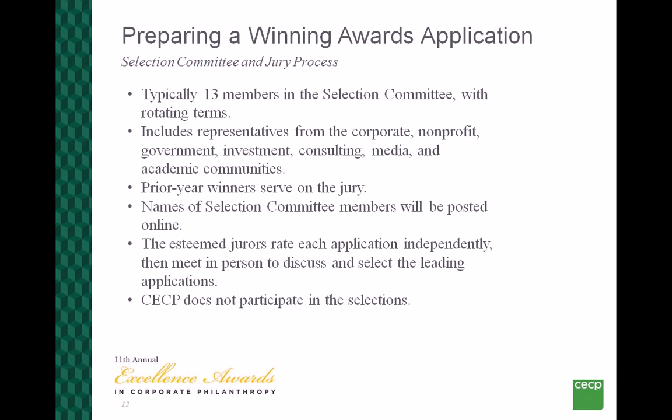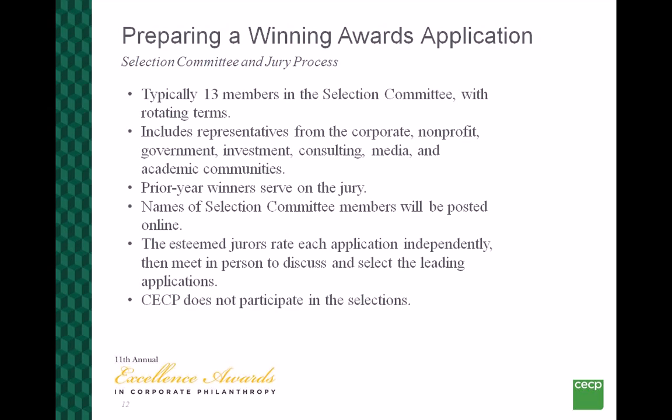Each of these selection committee members will be listed on CECP's website in the resources area that Courtney flagged earlier. However, right now we are in the process of thanking jurors who are rolling off their service on this committee and welcoming new ones. So we expect to have that finalized in the upcoming weeks. It is one tradition of ours to have prior winners of the award serve on the jury. So you can be assured that there's always somebody who deeply understands the complexity both from the nonprofit side and the corporate side of managing these programs.